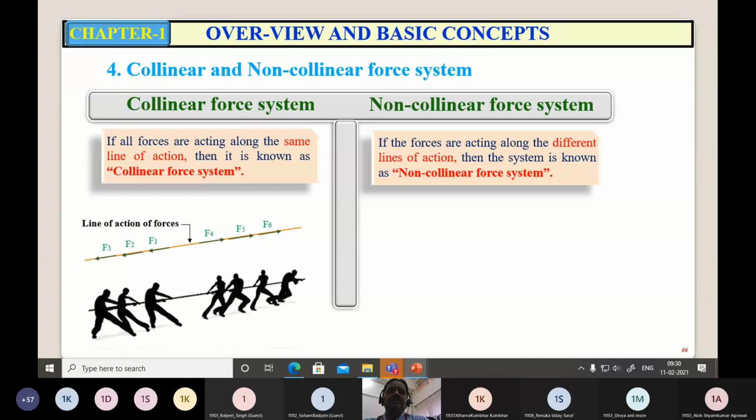The best example is tug of war. So group of people pulling the rope from both sides in opposite direction by applying forces along the rope. That rope is acting as the line of action of all the forces, right? So it is collinear force system. Non-collinear, that means the lines of action are different, whether it is a concurrent force system or parallel force system. Here the lines of action are different for different forces. So it is non-collinear force system.